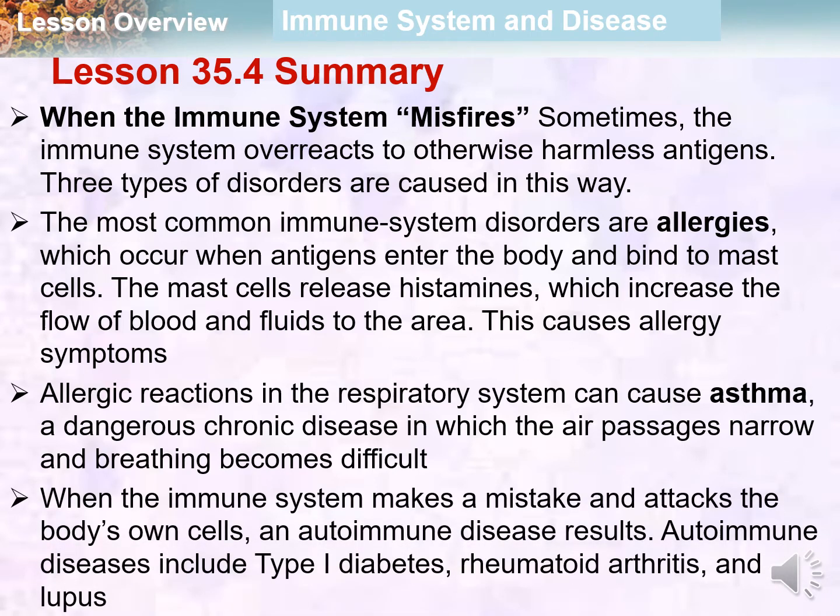When the immune system makes a mistake and attacks the body's own cells, an autoimmune disease results. Autoimmune diseases include type 1 diabetes, rheumatoid arthritis, and lupus.